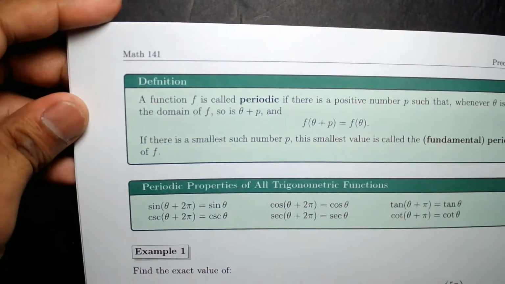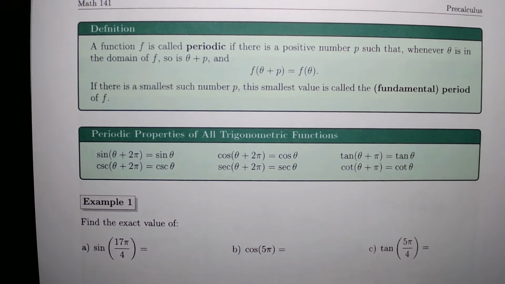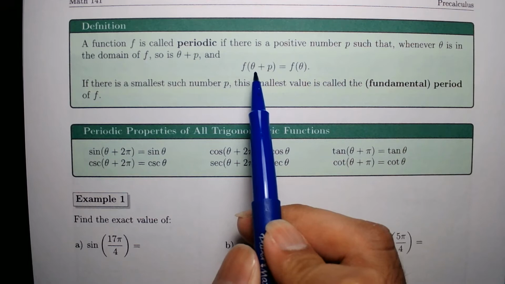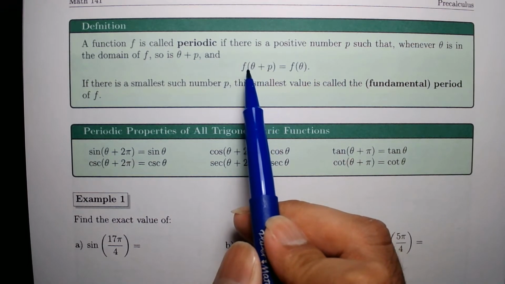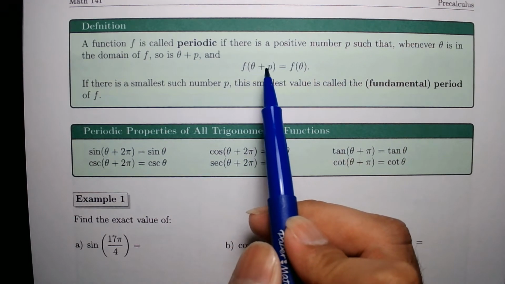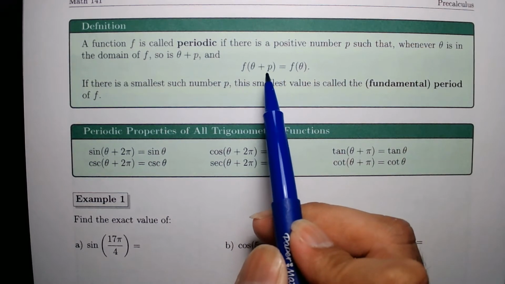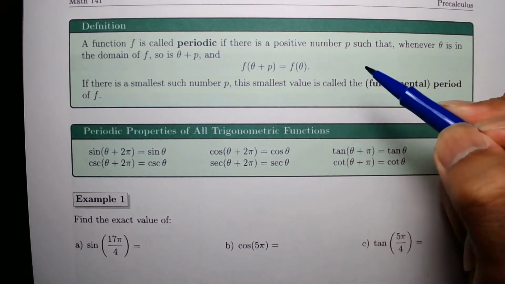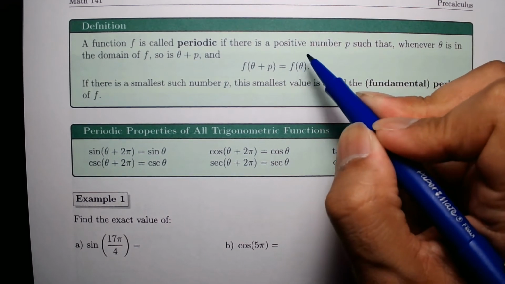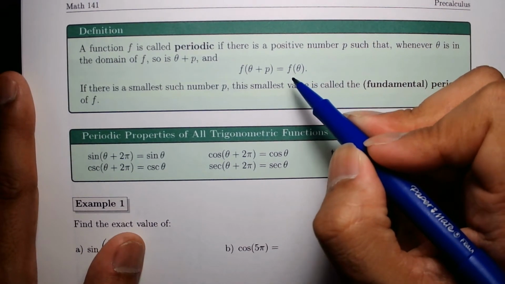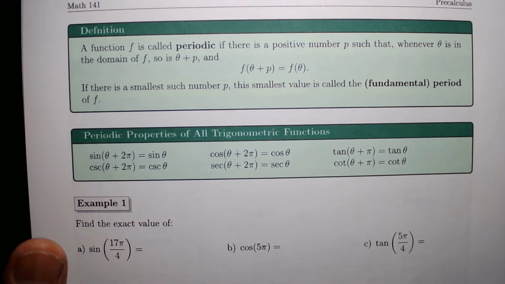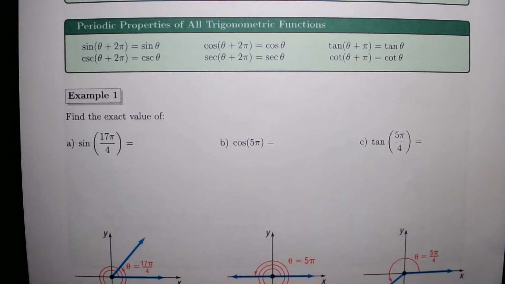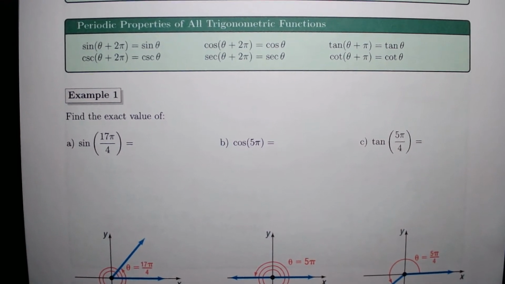But before that, let's define what a periodic function is. A periodic function is a function of this form: a function evaluated at theta plus some value, which is the period, the value at which the function repeats itself again, is the same as evaluating the function itself at the given angle. These are the periodic properties of all trigonometric functions.